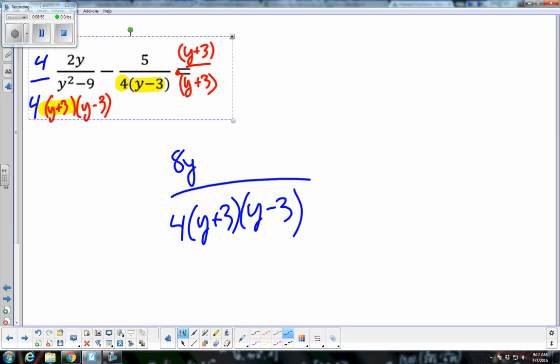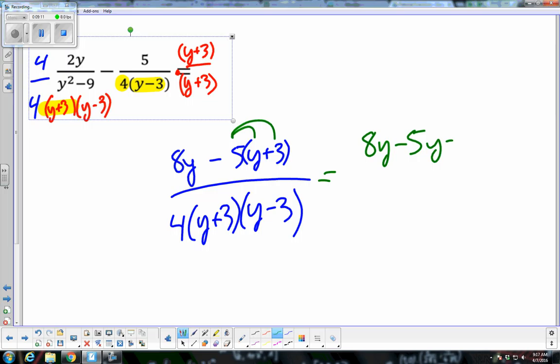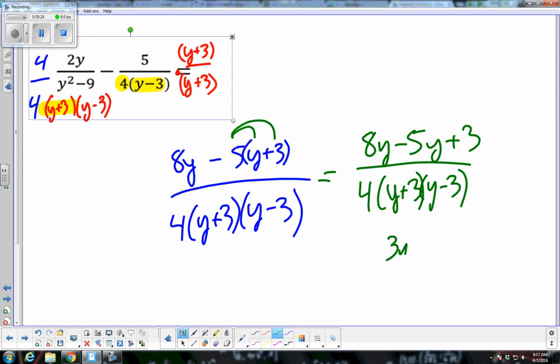minus, this is 5 times y plus 3 in parentheses. Go ahead and distribute that 5, and we'll simplify a little bit. So 8y minus 5y plus 3 divided by 4 times y plus 3, y minus 3. Oops. Y minus 3. Okay. So, like terms, we got 8y and 5y. Put those two together, we get 3y plus 3, all divided by 4 times. Am I doing this right? Yeah, we're good. 4 times y plus 3, y minus 3.